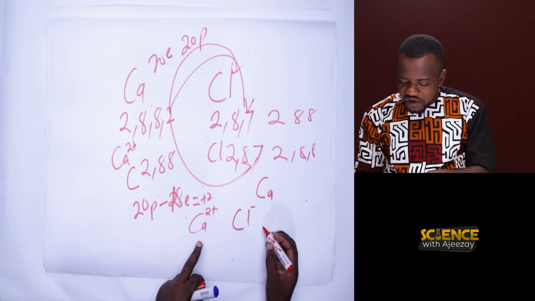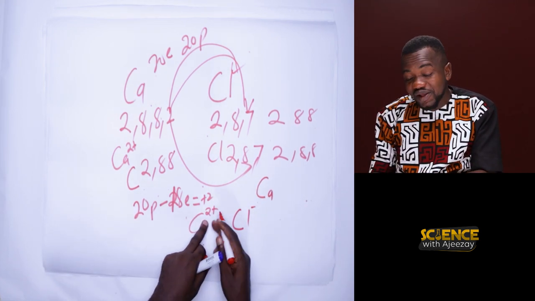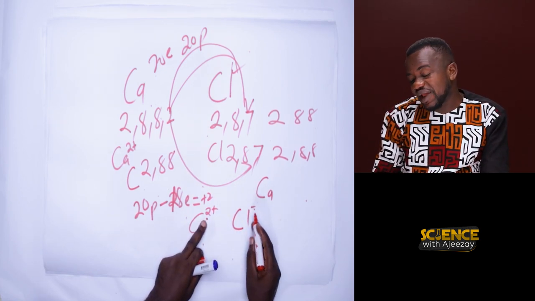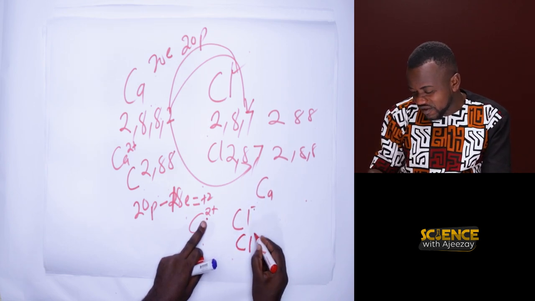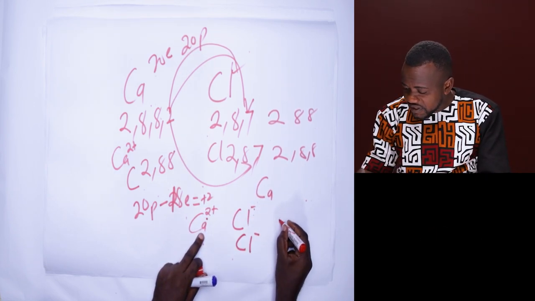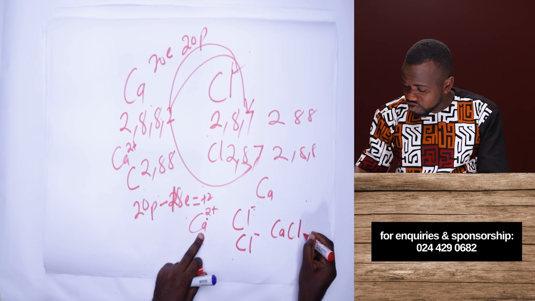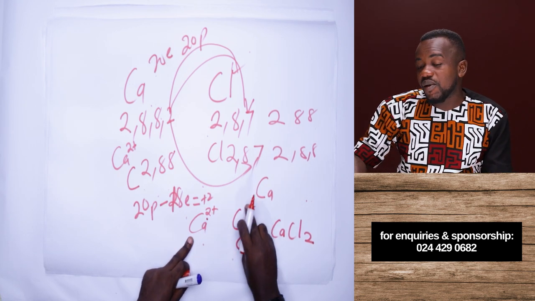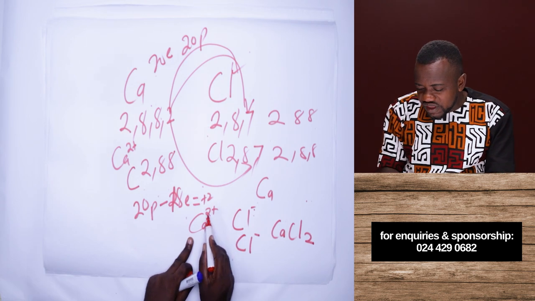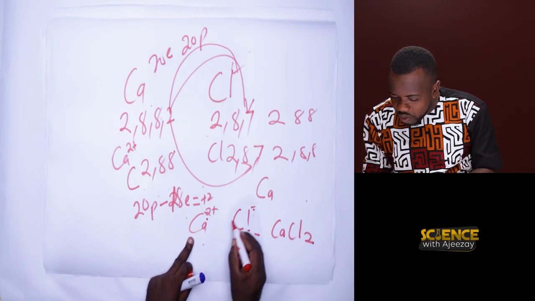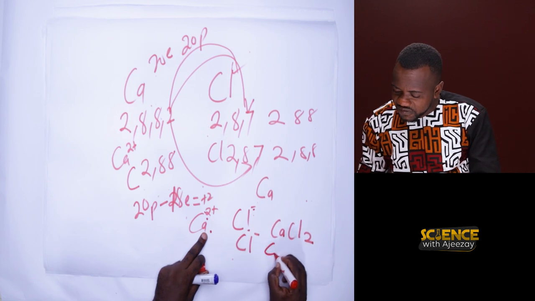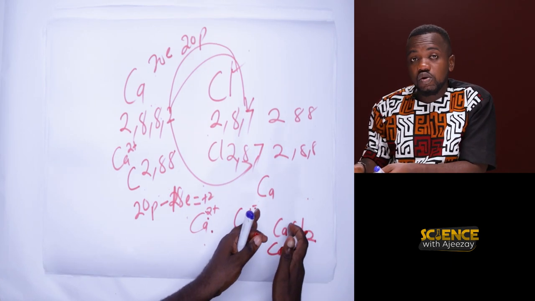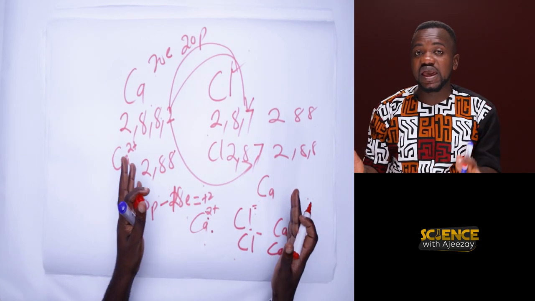You are getting Ca, because for this one to balance, this is 2 and this is 1. For this and this to balance, we need another one, that's like a Cl minus. So here will be 2, and this also will be CaCl2. Whilst it's here as Ca2 plus and Cl minus as the chloride ion, you just interchange. So the one will come here, but we don't write the one. So we have it as CaCl2. We will come to this when you get to chemical compounds, but this is just an insight into it.